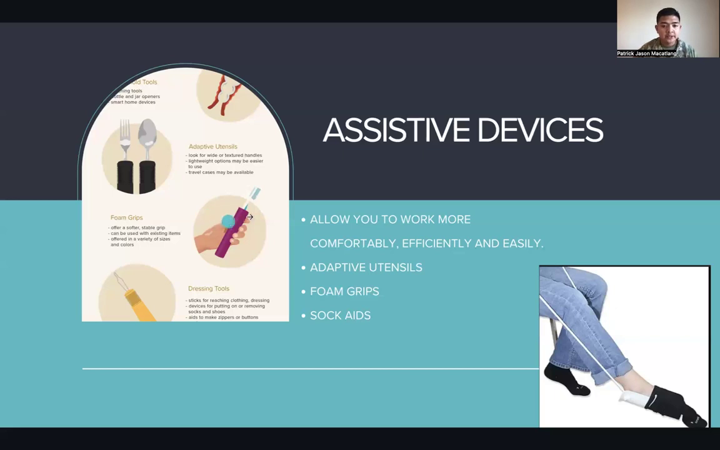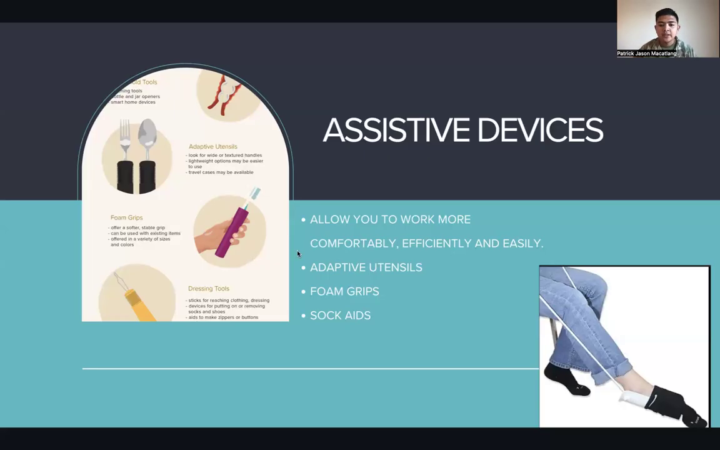For foam grips, such as the one in the picture over here, foam tubing grips are designed to help make it easier to hold personal care items and improve overall dexterity during use. Possible uses include your toothbrush, comb, writing utensils, and more.